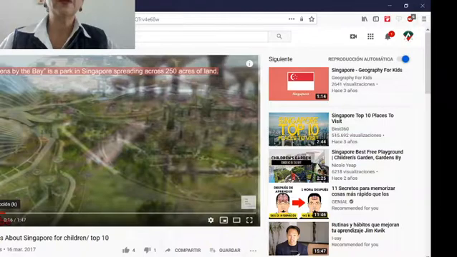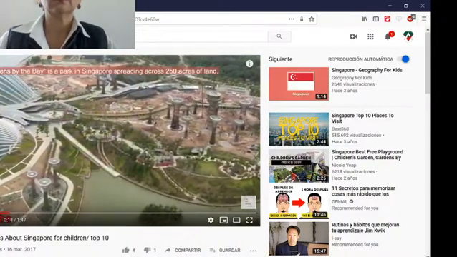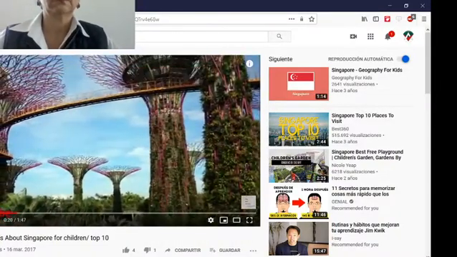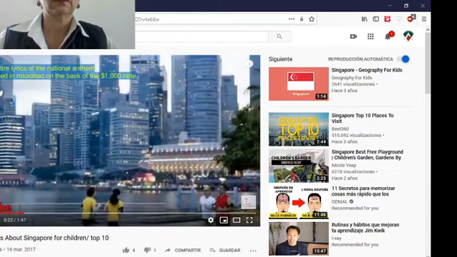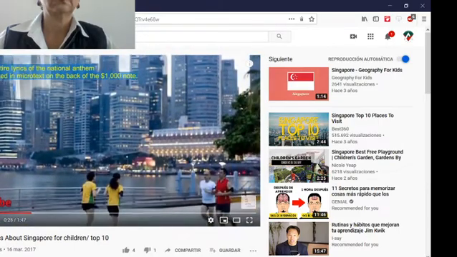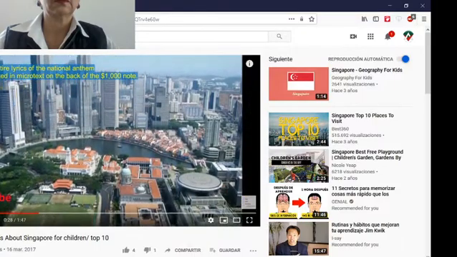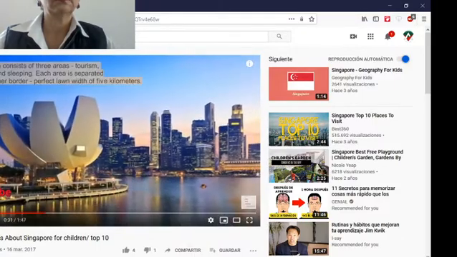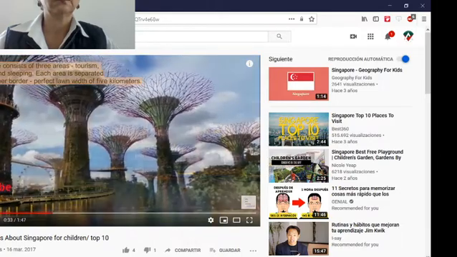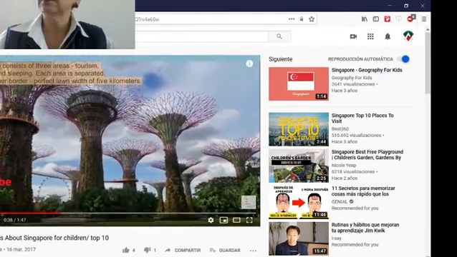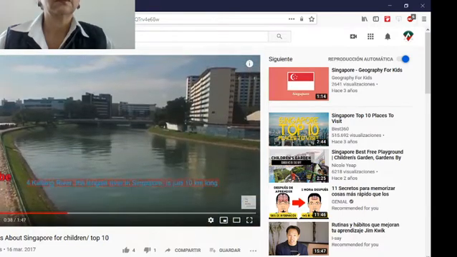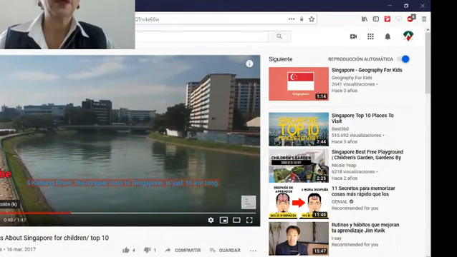Gardens by the Bay is a park in Singapore, spreading across 250 acres of land. Maybe this one is important. Kallang River, the longest river in Singapore, is just 10 kilometers long.